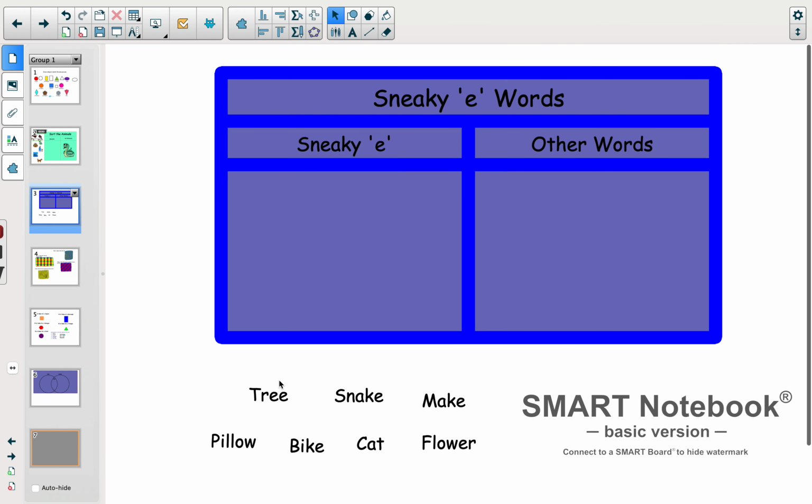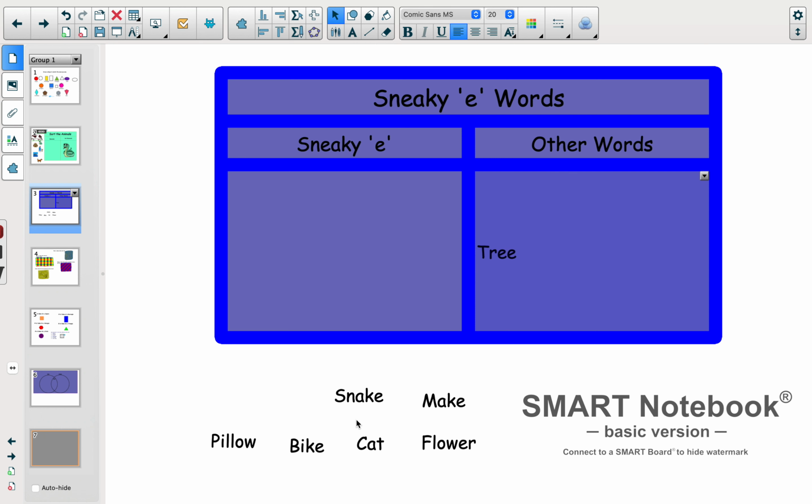On slide 3, the students will sort the words between sneaky E words and other words. So they would just drag and drop them into the categories listed. This could be something that they do in front of the class as a class, and we would be able to say if it was correct or incorrect.